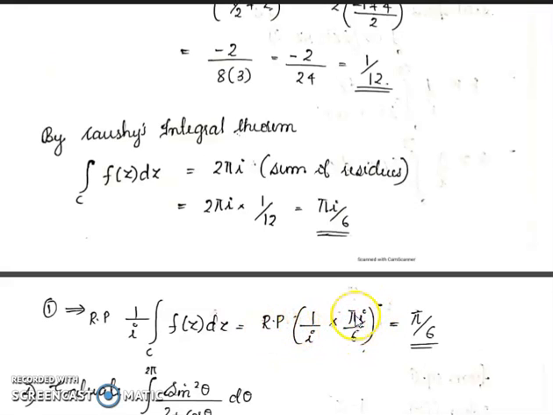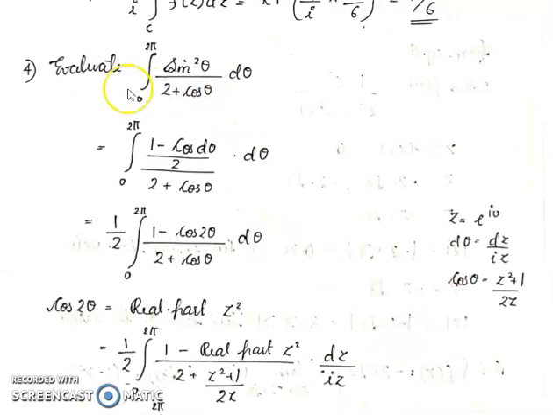So finally we have to take the real part. There is no imaginary part. I and I will be cancelled, so pi by 6 is the answer here. So next question, I will give you the hint, you can do that, okay.